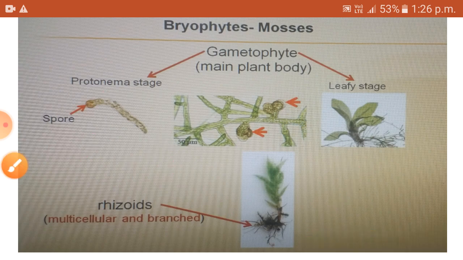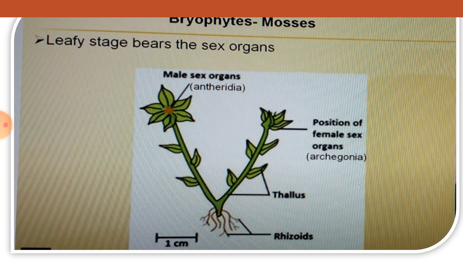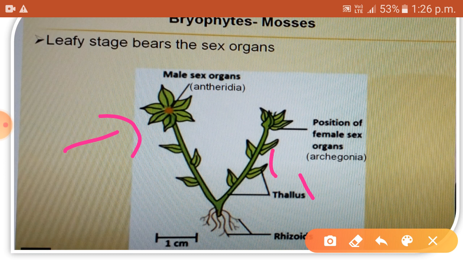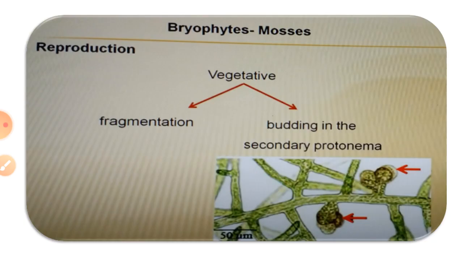This leafy stage bears the sex organs. The sex organs, antheridia and archegonia, are produced at the apex or the tip of the leafy shoots. You can see here, antheridia and archegonia. Vegetative reproduction in mosses is by fragmentation and also by budding in secondary protonema.